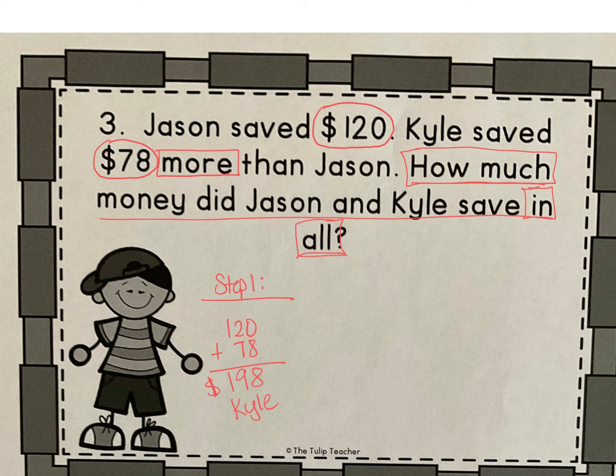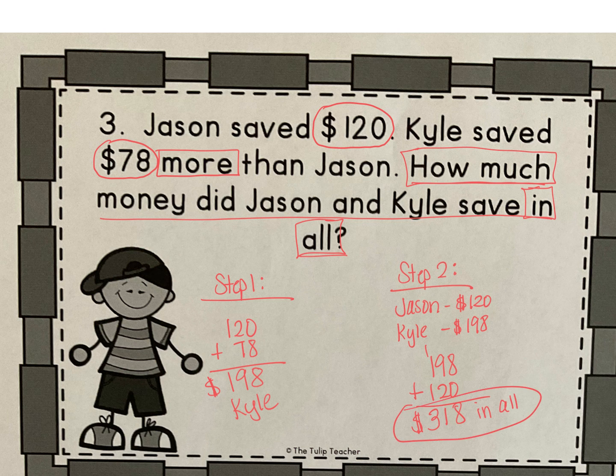how much money they saved in all. Well, in all tells me I'm going to add. Okay, so I know Jason, he saved $120, and I know Kyle saved $198. So let's take those two numbers and let's go add them together to figure out how much they saved in all. 9 plus 2 is 11, carry your 1. So $318 in all. That's how much money they saved.